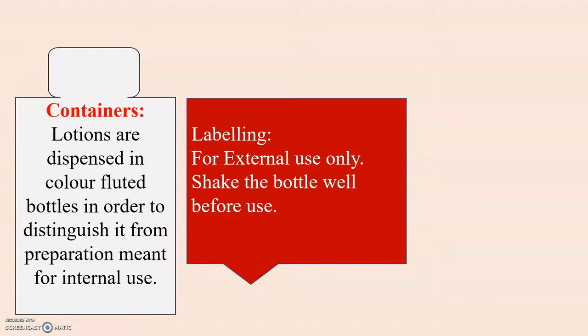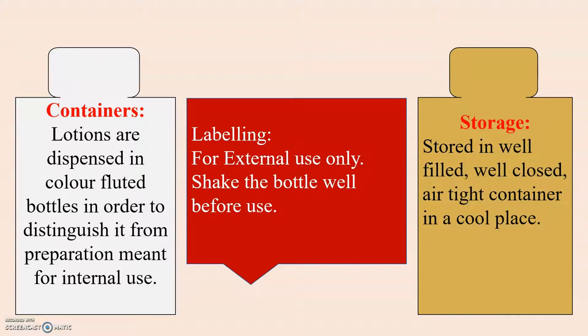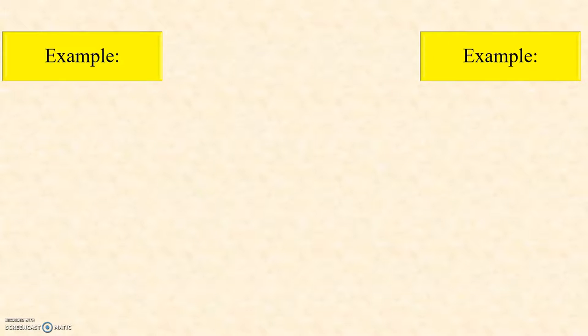Now let us see the labeling instructions that should be mentioned on the label of lotions. First instruction is that it is for external use only, and second instruction is to shake the bottle well before use. Now let us see the storage condition for lotions. The lotions are stored in well-filled, well-closed, airtight container in a cool place. Now let us see the example of lotion.